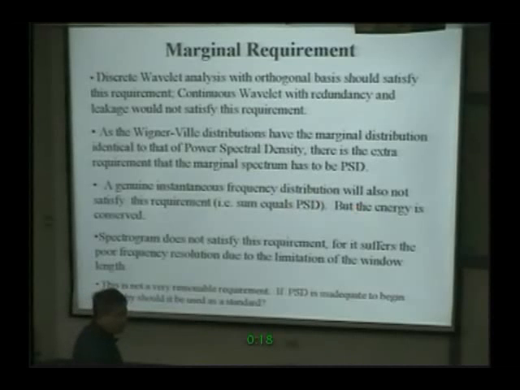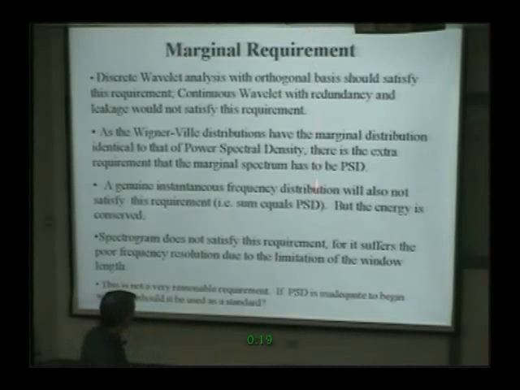But the energy, however, is conserved. We have the same energy, but different distribution. Spectrogram does not satisfy. The spectrogram has different windows. If you use a window too small, obviously you will not get lower frequency components. So that will not add up to the power spectrum density.